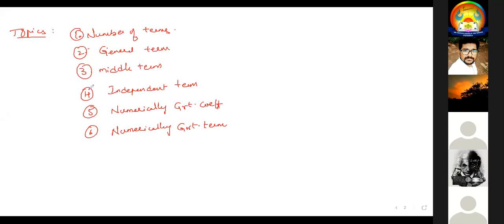I will teach three things in this class, and the remaining ones after that. One question like, what is the definition? But briefly, so many problems are there, tough problems, very good problems. Those problems we'll discuss in the original sessions. Whenever we are talking about binomial theorem, these are the topics you should know: number of terms, general term, middle term, independent term, numerically greatest term, numerically greatest coefficient. Please copy the topic names, please.